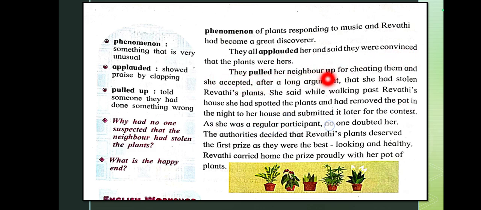They pulled her neighbor up for cheating them, and she accepted after a long argument that she had stolen Revathi's plants. She said while walking past Revathi's house, she had spotted the plants and had removed the pot in the night to her house and submitted it later for the contest. As she was a regular participant, no one doubted her. The authorities decided that Revathi's plants deserved the first prize as they were the best looking and healthy. Revathi carried home the prize proudly with her pot of plants.